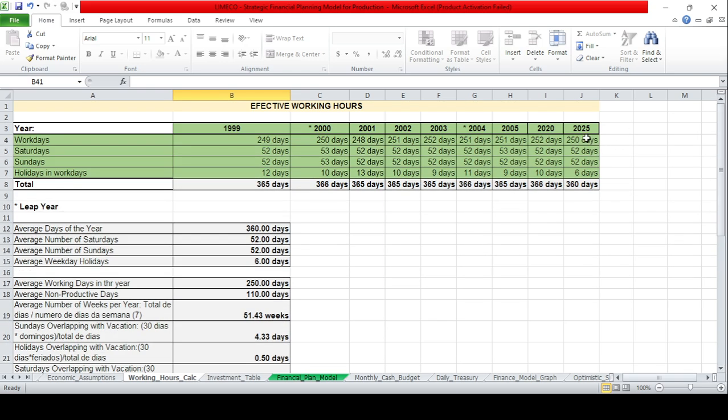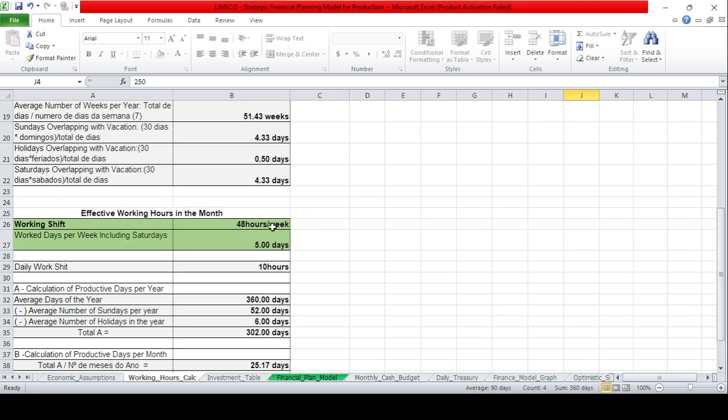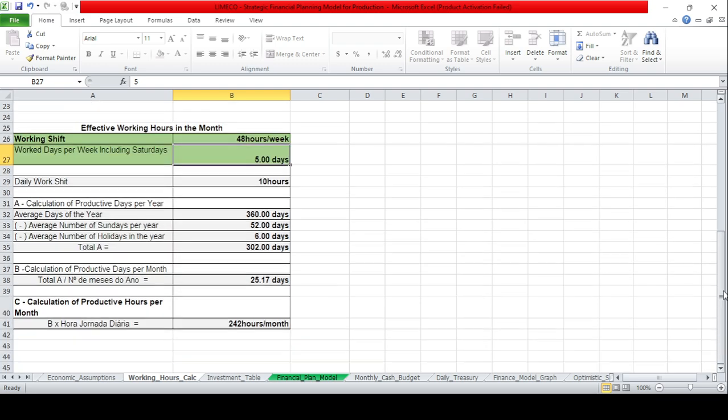To achieve this goal, we need to insert the number of days, respectively work days, Saturdays, Sundays, and holidays in work days. And we must insert the number of hours per week related to working shift, and you must insert the number of days related to work days per week, including Saturdays.